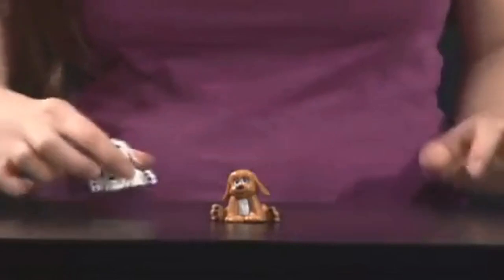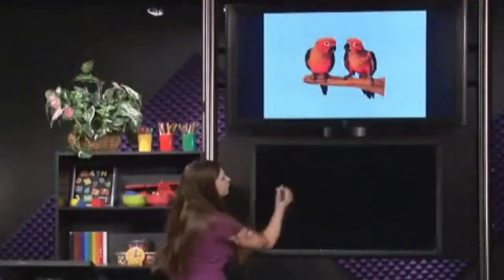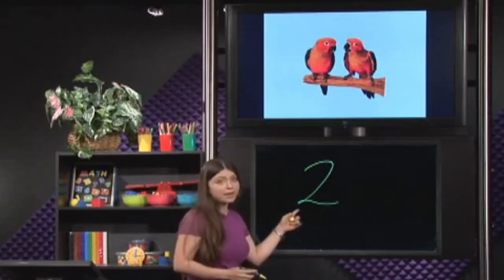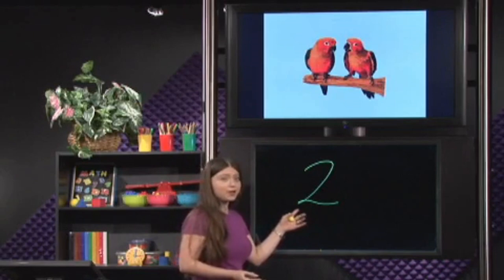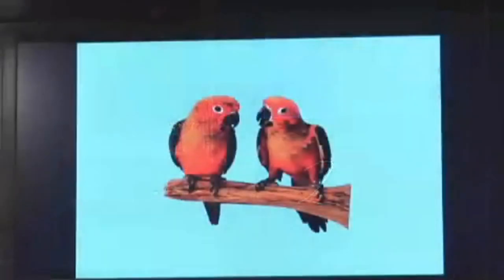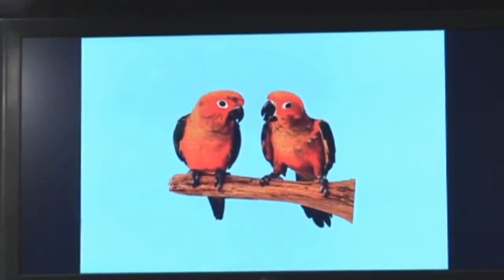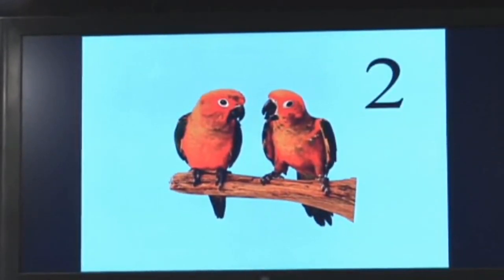Let's count these dogs. 1, 2. There are 2 dogs. 2 was the last number we said when we counted, so that means that there are 2. How many parrots are there? 1, 2. There are 2 parrots.